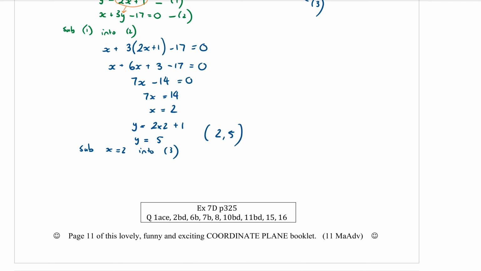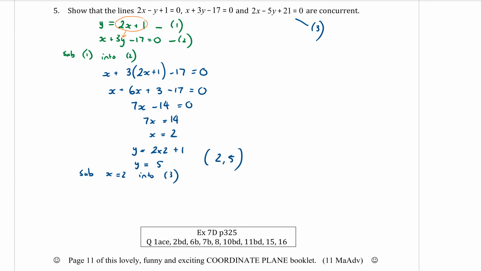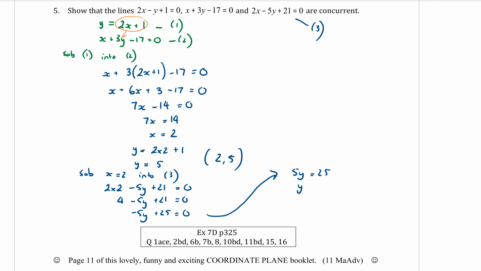Okay, so equation 3 was 2x, that's 2 times 2, minus 5y plus 21 equals 0. And we solve for y. 2 times 2 is 4. Okay, I have minus 5y. 4 plus 21 makes 25. Just moving things across. I'm running out of room. So that's 5y equals 25, which means y is equal to 5.